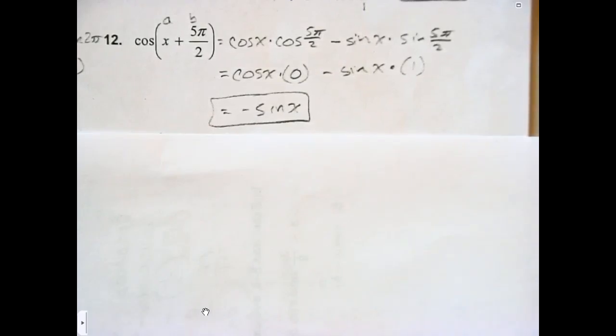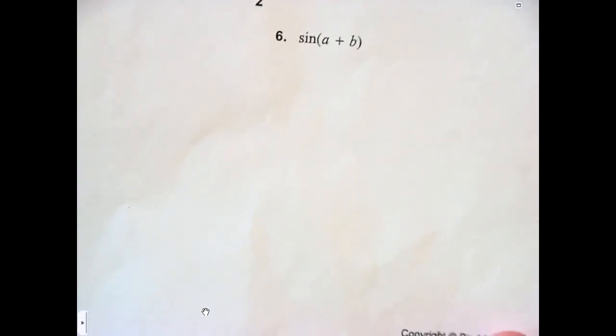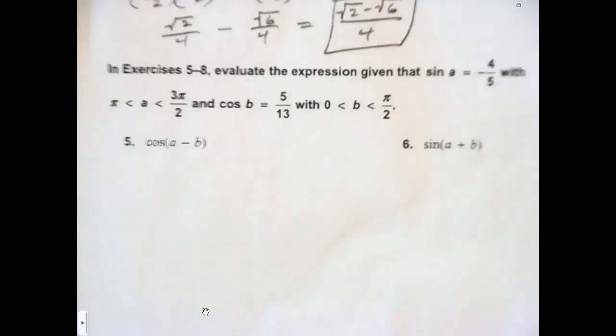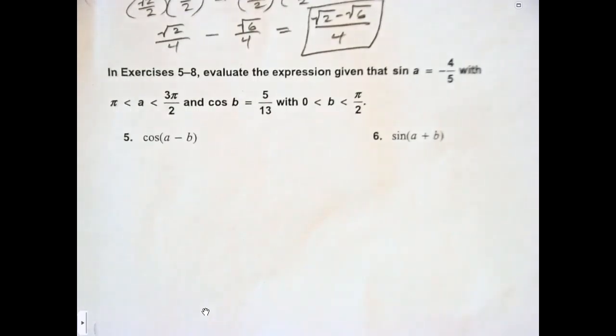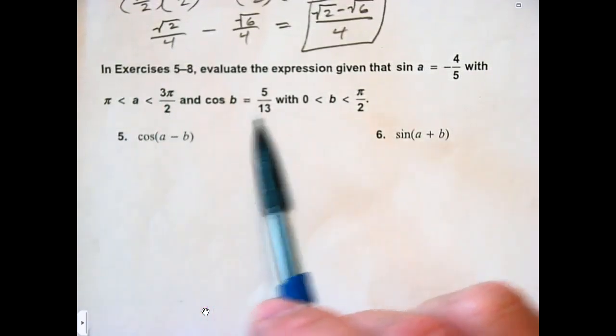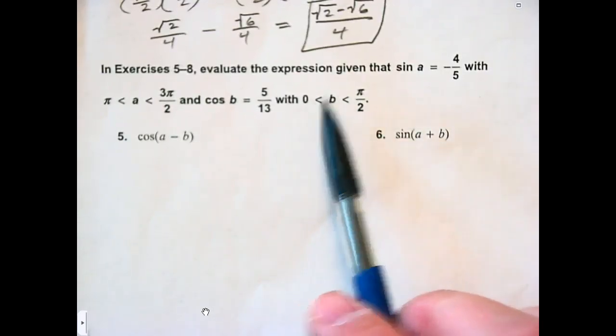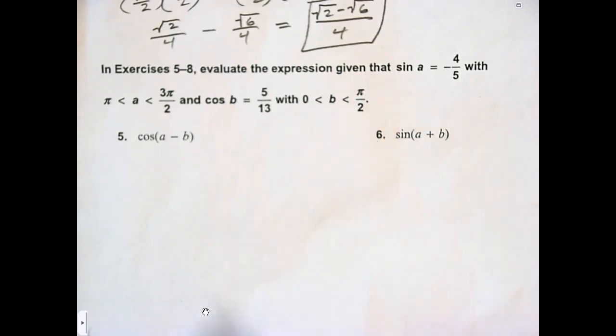All right. Any questions? Okay. Hey, we are going to move on to problems 5, 6, 7, 8, and 13, 14. We're not going to solve every single one of those, but let's go to number 5 real quick. Number 5, evaluate the expression given that sine A is negative 4/5 with pi less than A, which is less than 3 pi over 2, and cos B is 5/13 with B greater than 0 and less than pi over 2.